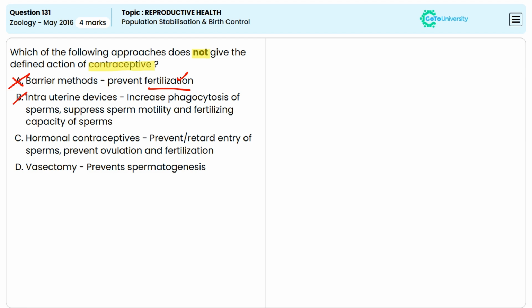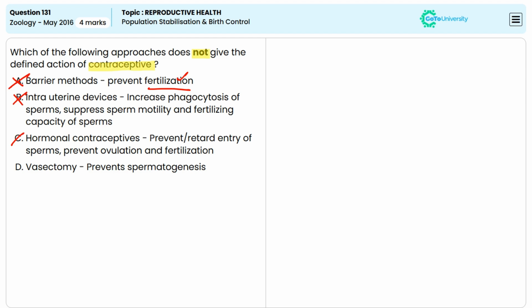B. Intrauterine devices. It increases phagocytosis of sperm, and suppresses sperm motility and the fertilizing capacity of sperm. This is also true. Some IUDs also change the environment of the uterus to prevent implantation as well. So the second option is an incorrect answer.